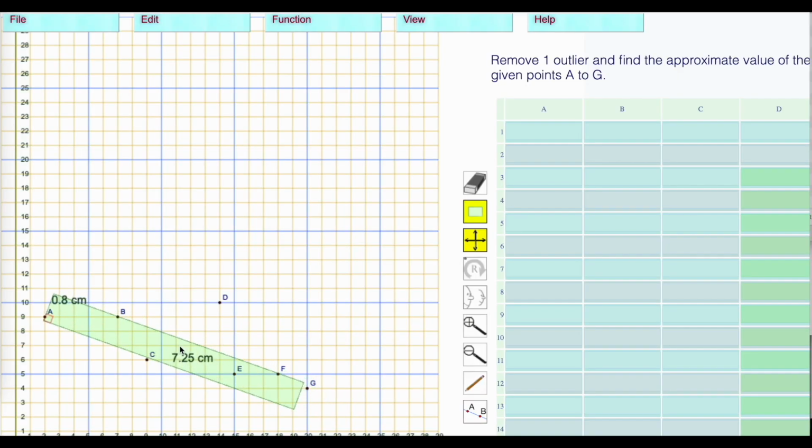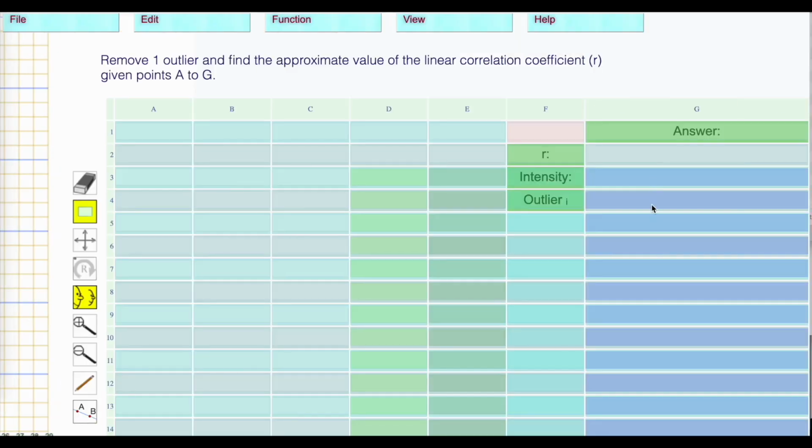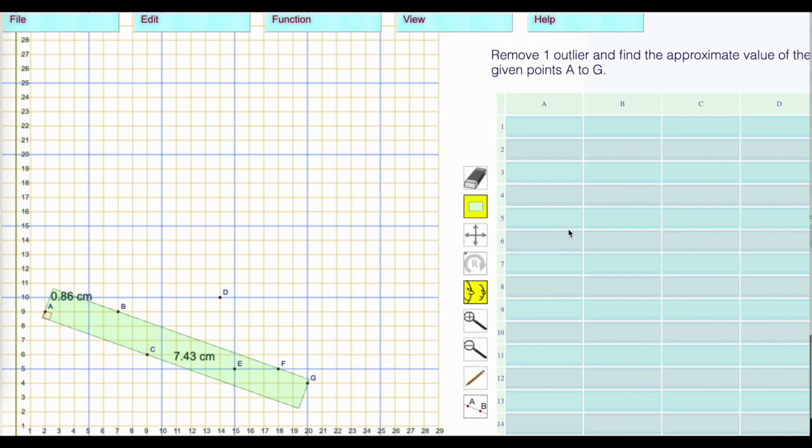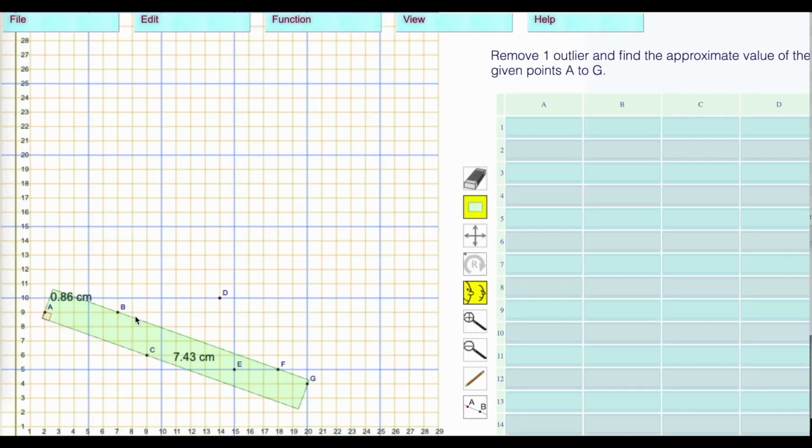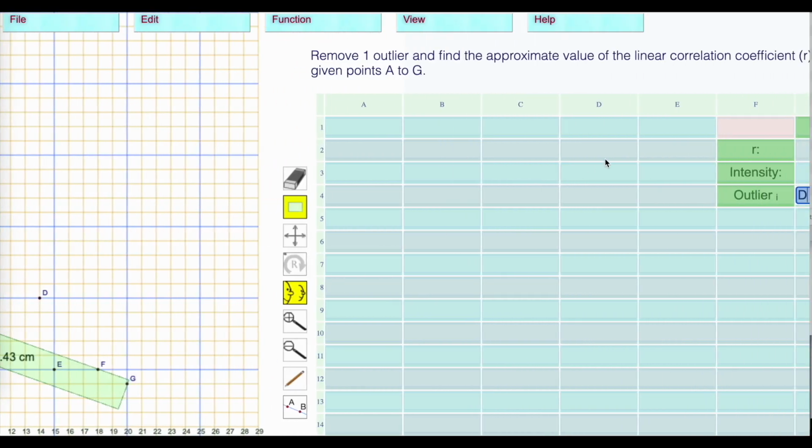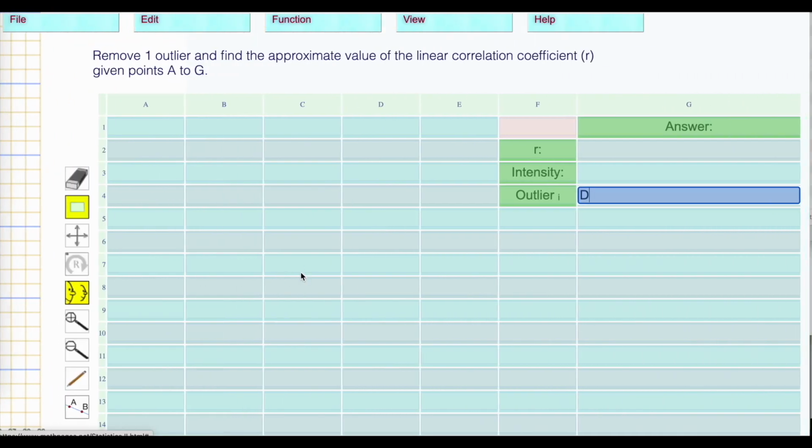I just have to stretch it a little bit to get the G, stretch it to get the G, and just a little tiny bit to get the C. We have all the points except for D. D is our outlier. The intensity, the correlation coefficient is 0.86 over 7.43, but it's negative. It has a negative slope.